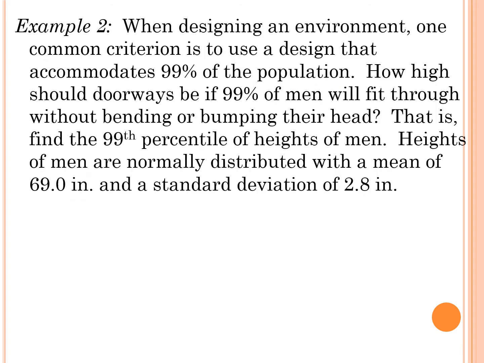So now let's apply it to some word problems. When designing an environment, one common criterion is to use a design that accommodates 99% of the population. How high should doorways be if 99% of men will fit through without bending or bumping their heads? That is, find the 99th percentile of heights of men. Heights of men are normally distributed with a mean of 69 inches and a standard deviation of 2.8 inches.